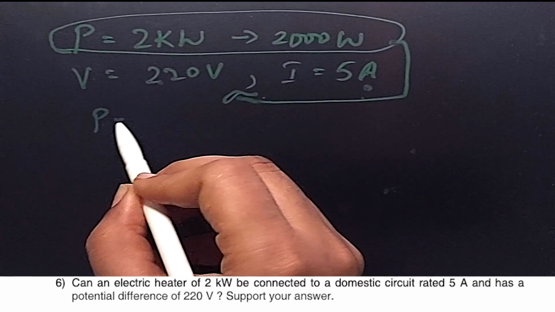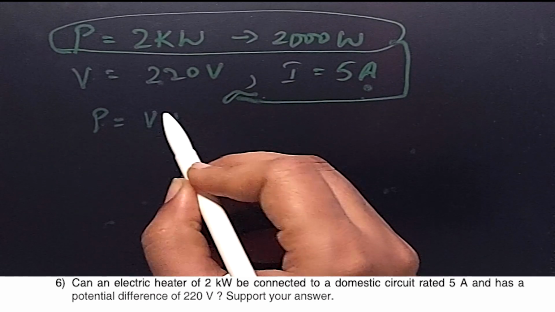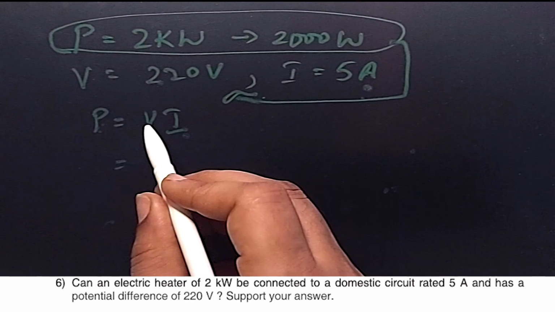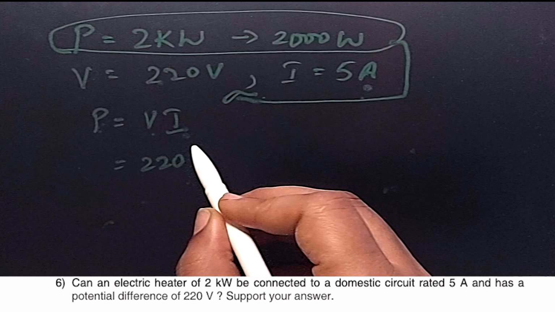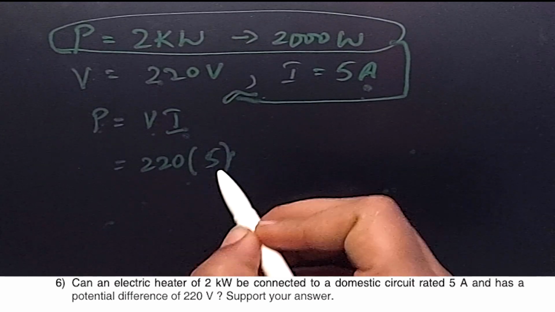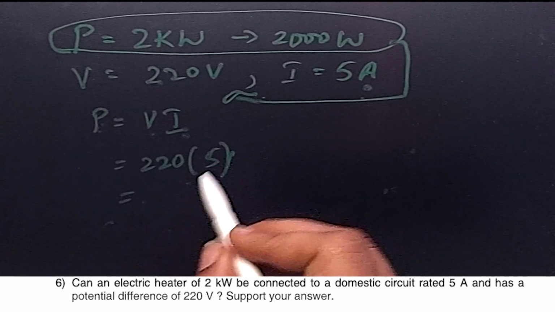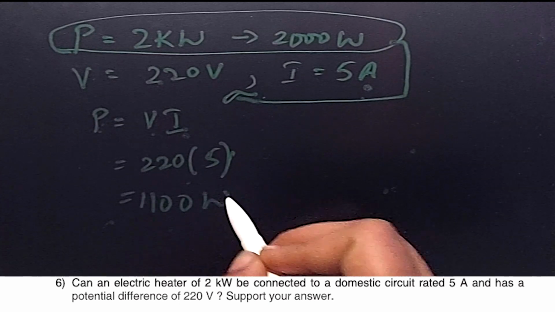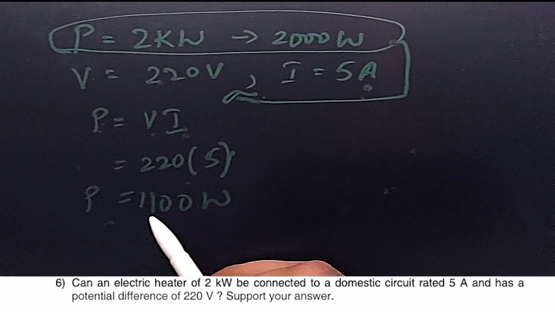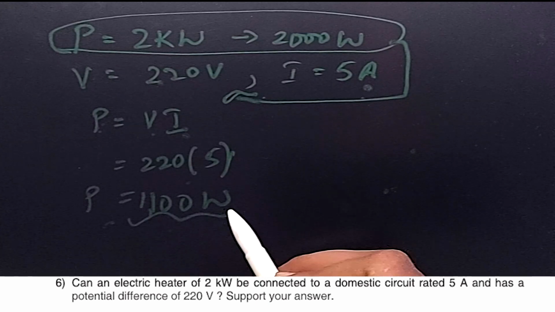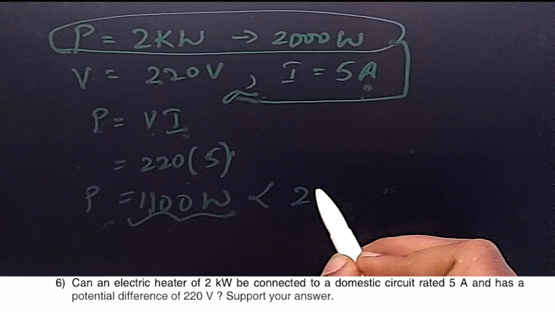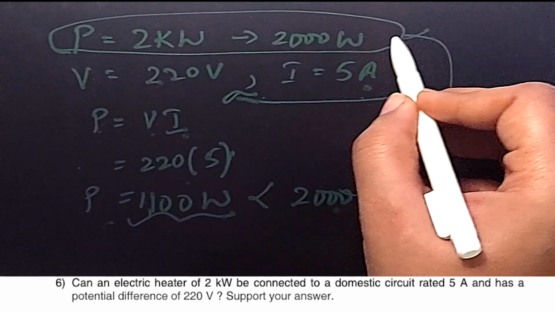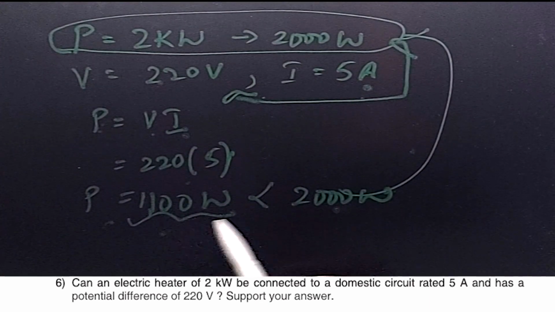Since we know the formula which connects power, voltage and current is P is equal to V into I. Voltage value is 220, current value is 5. 220 into 5, 5 zeros, 5 twos are 10. We will be getting the power as 1100 watt, which is less than 2000 watt. From where did we get this 2000 watt? It was given in the question. So is it possible? No.